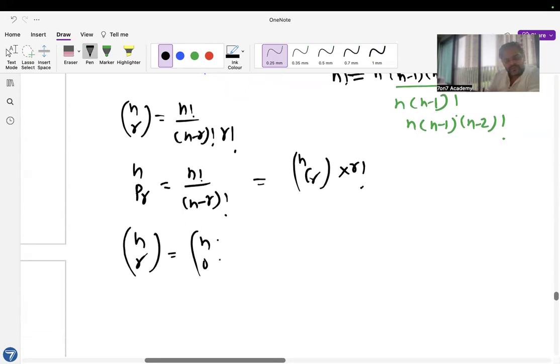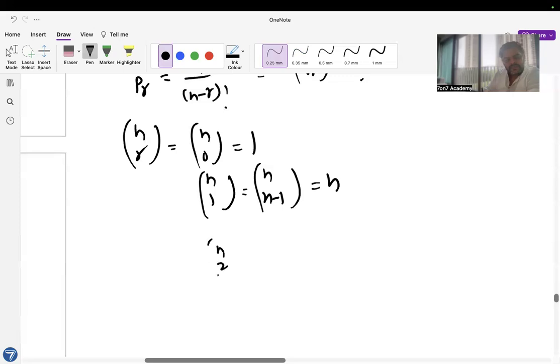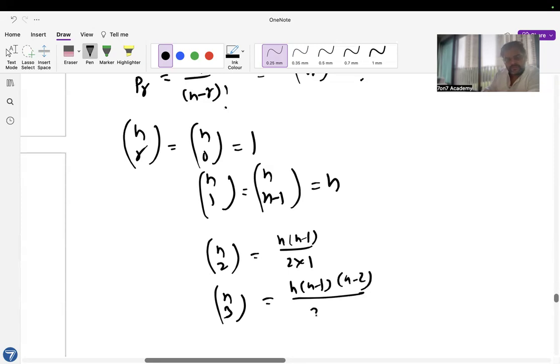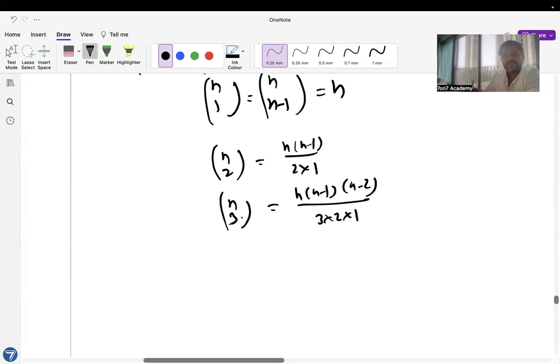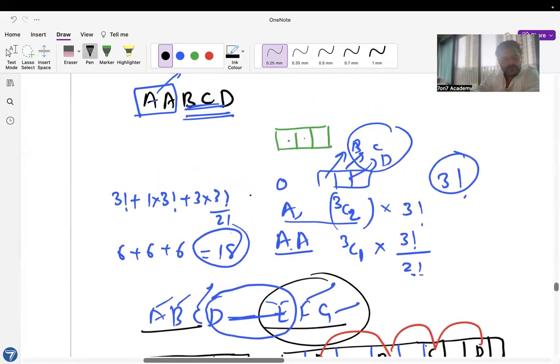If you have NC0, that is always going to be 1. NC1 is always n, the same as NC n minus 1. NC2 is always n into n minus 1 over 2 into 1. And NC3 is always n into n minus 1 into n minus 2 over 3, 2, 1. Okay. So that's how you can write it. Now the difference between permutation and combination you have to find out first.